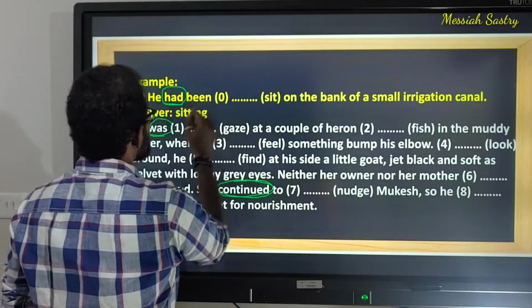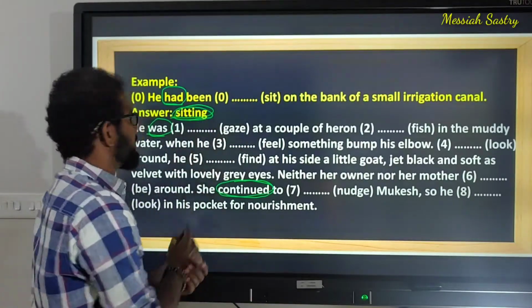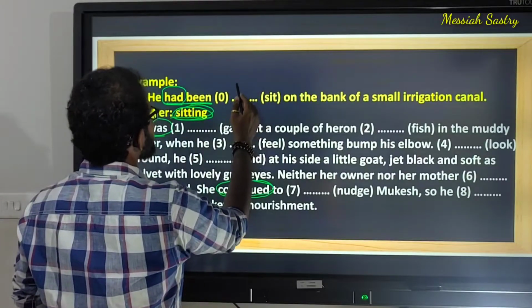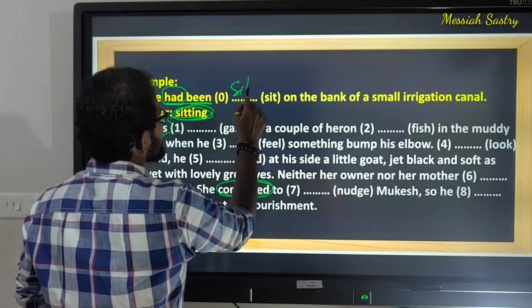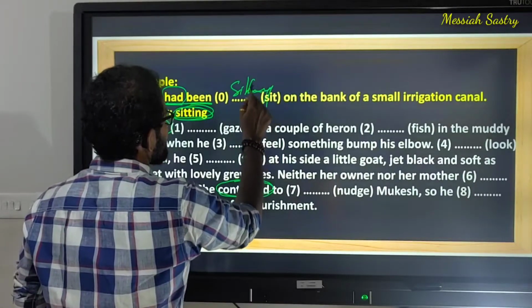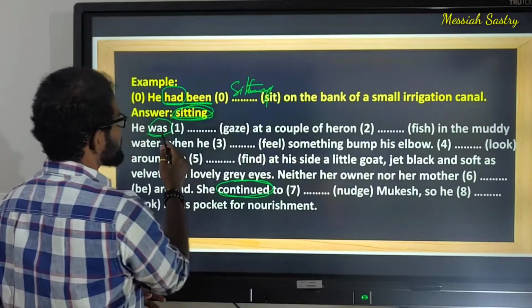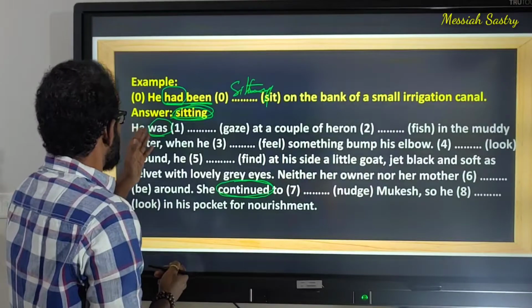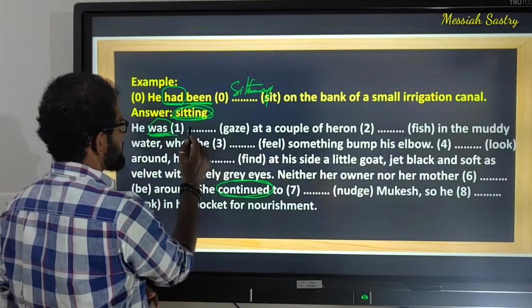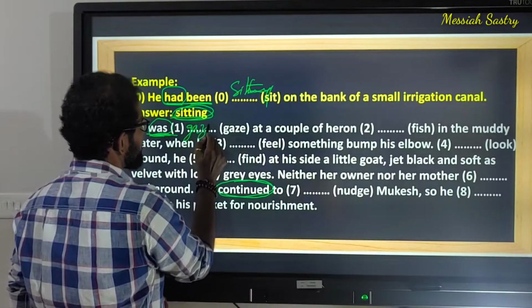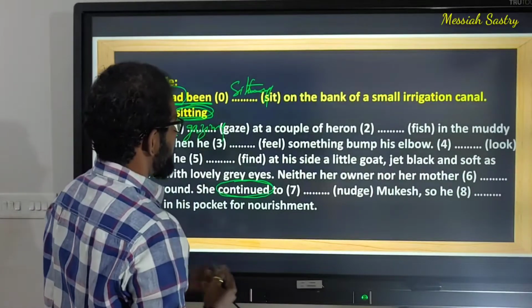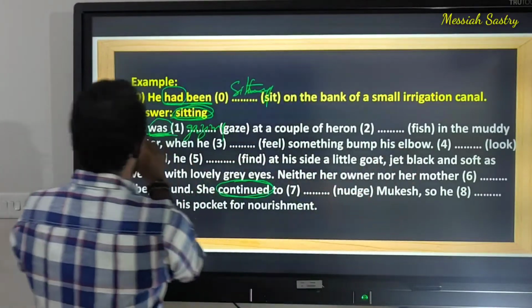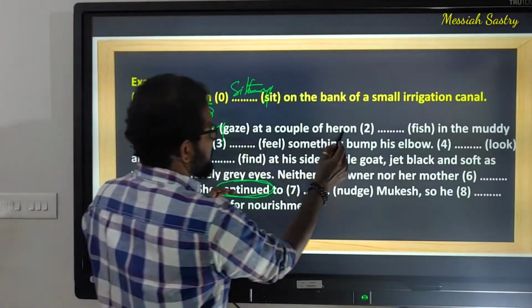He had been sitting, first paragraph, first answer is given. Had been, had perfect continuous. Past perfect continuous. Sitting, had been sitting on the bank of a small irrigation canal. He was continuous tense. Gazing, he was gazing at a couple of heron.